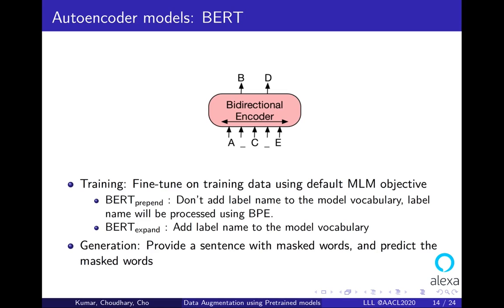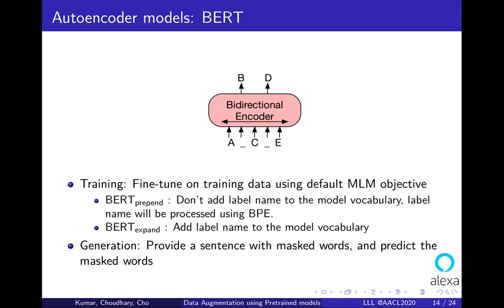Note that if we don't add the class label to the model vocab, during fine-tuning the class label will be split into multiple BPE tokens. For example, if I have a class label play music, it might be split into two different tokens, say play and music. In expand, we are expanding the vocabulary. So we will add a separate vocabulary token in BERT to represent play music as a category. The difference between these two models, BERT prepend and BERT expand, is simply how we are handling the new tokens.